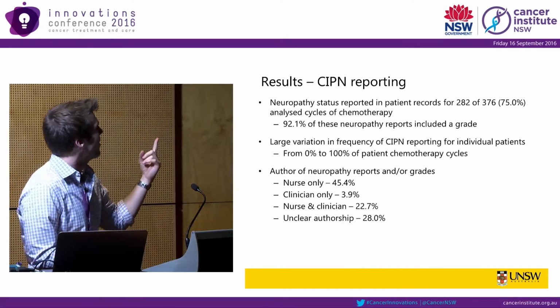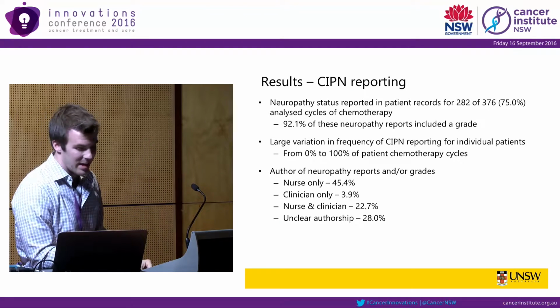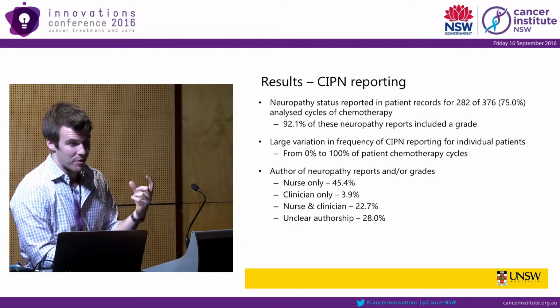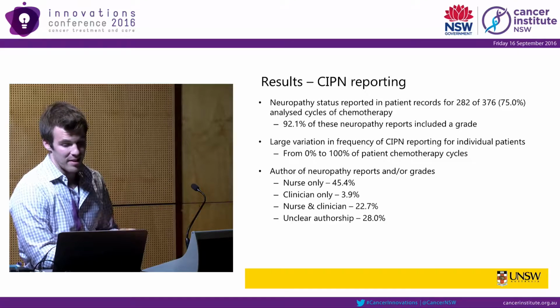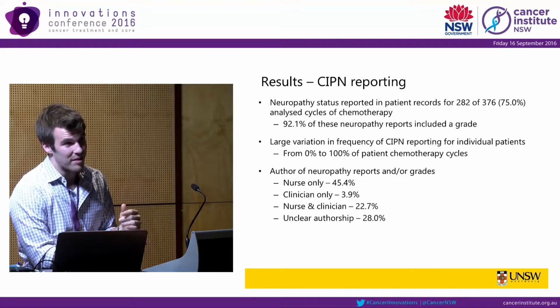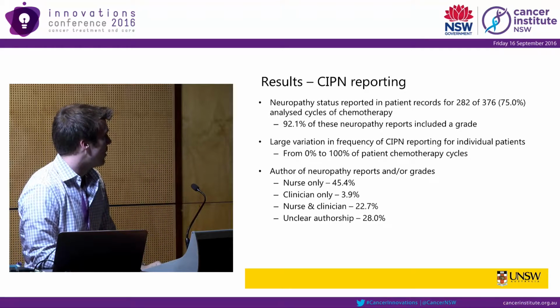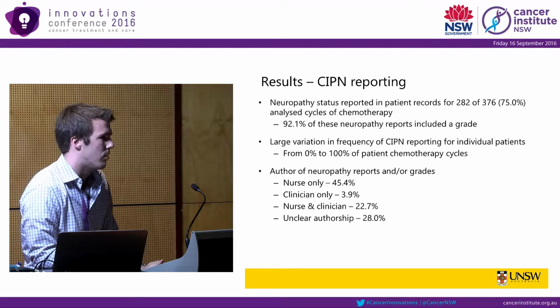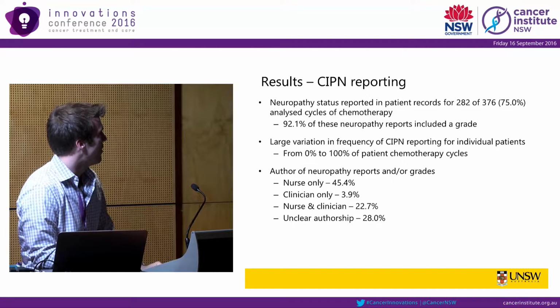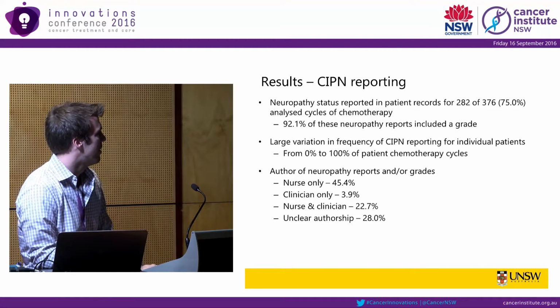So the author of chemotherapy reports and grades most commonly was the nurse in about 70% of cases, was the clinician in about 26% of cases, and then unclear authorship basically just means we could not determine what the signature was in the patient record.